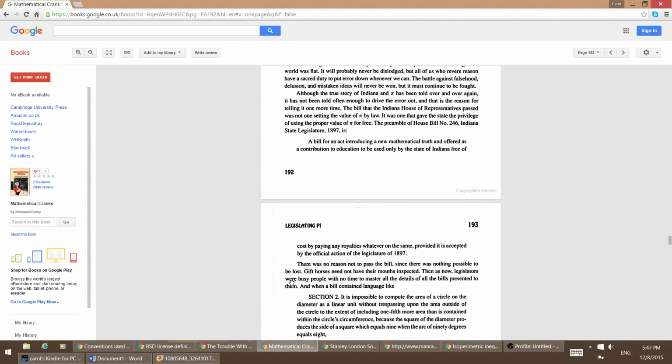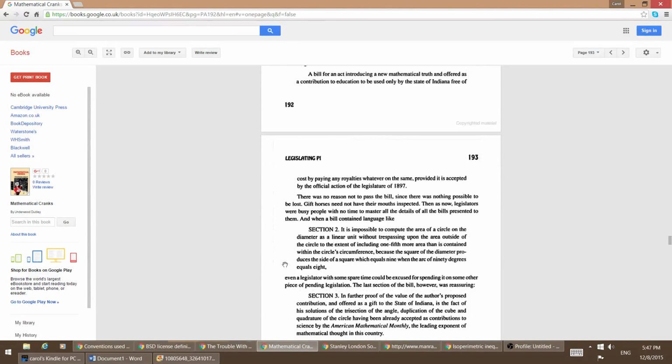Then as now, legislators were busy people with no time to master all the details of all the bills presented to them, and when the bill contained language like, "It is impossible to compute the area of a circle and the diameter as a linear unit without trespassing upon the area outside the circle to the extent of including 1/5 more area than is contained within the circle's circumference, because the square of the diameter produces the side of the square, which equals 90 degrees," even a legislator with some spare time could be excused for spending it on some other piece of pending legislation.